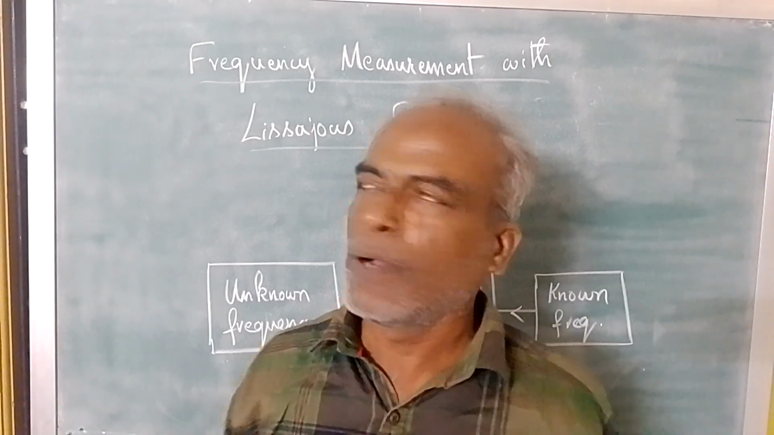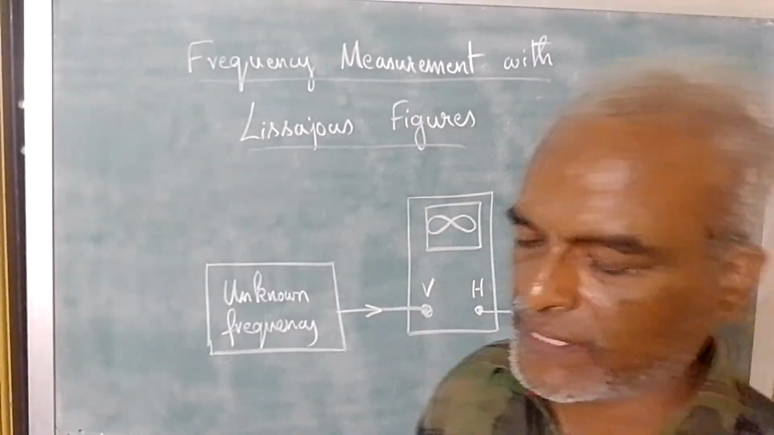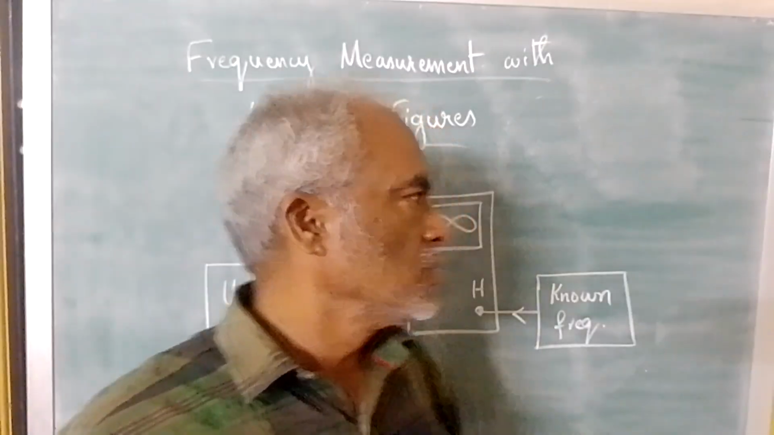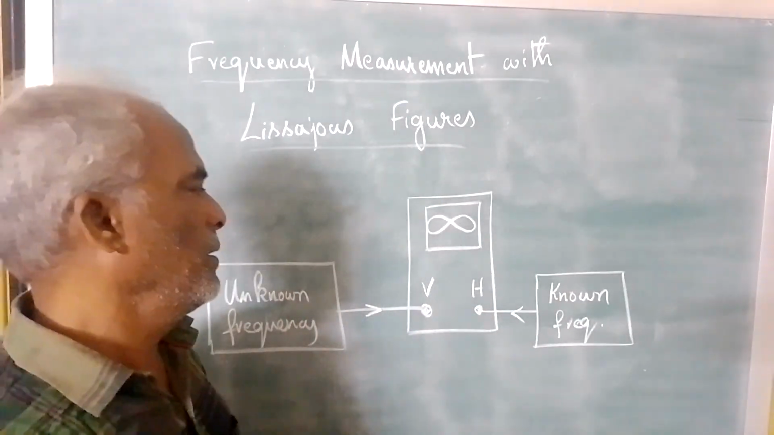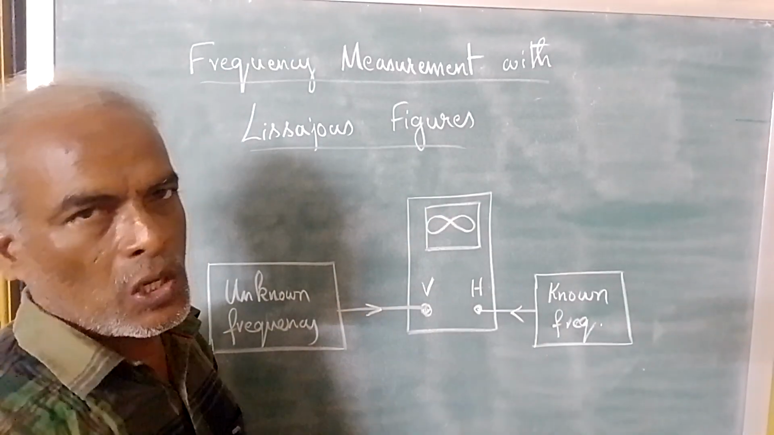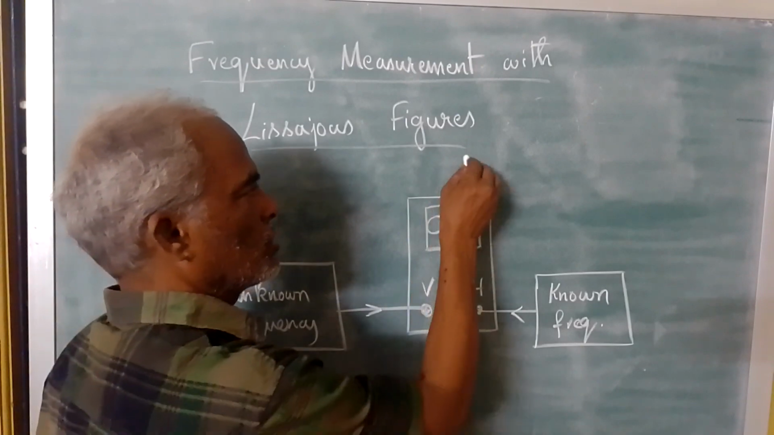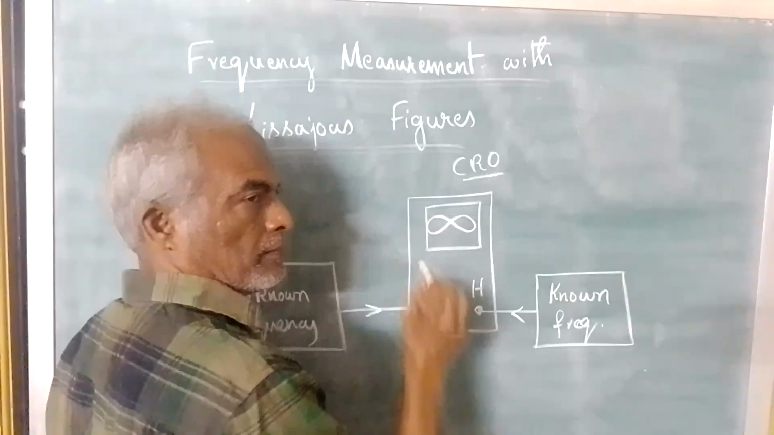Today we are going to see about frequency measurement with Lissajous figures. So, to measure the unknown frequency, we use a CRO, cathode ray oscilloscope. So, this is the screen.